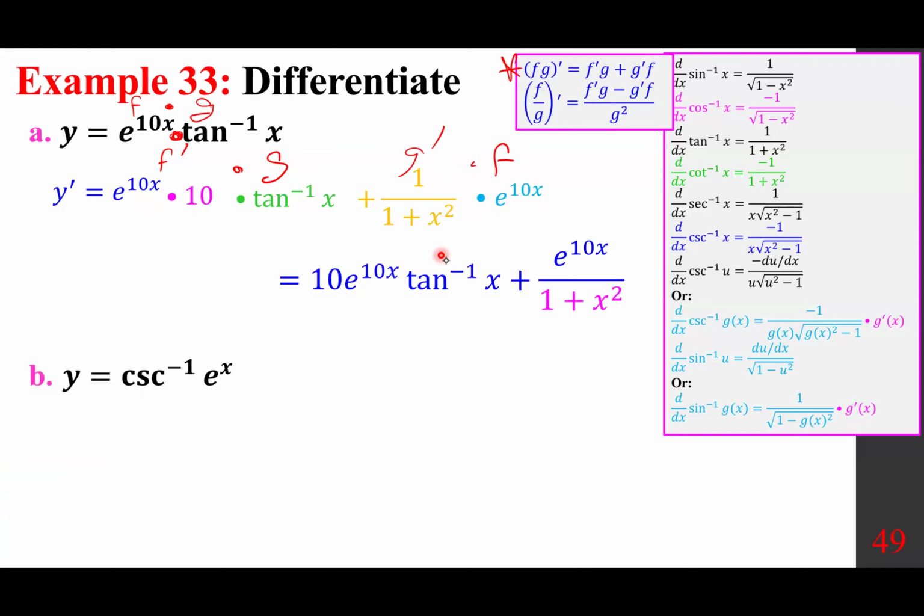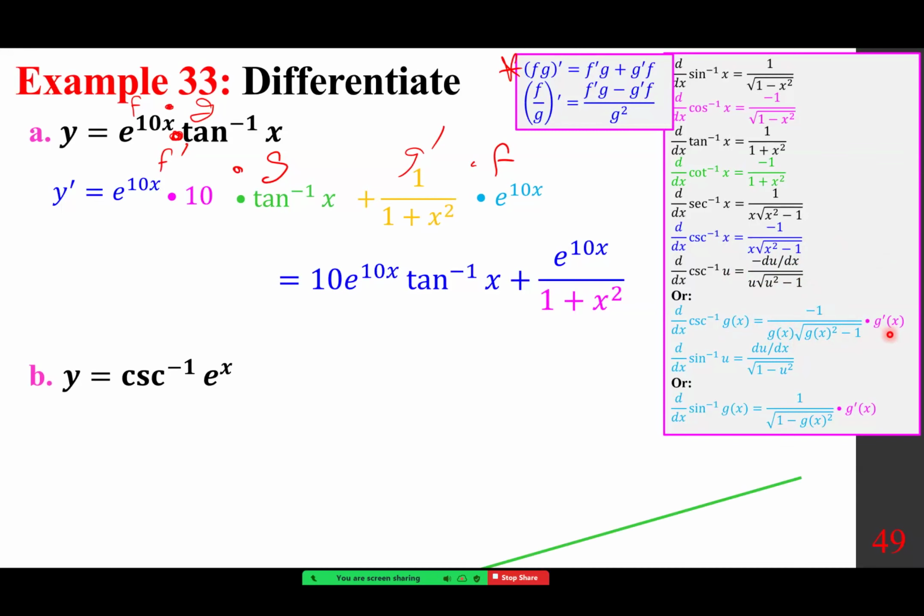y equals cosecant inverse of e to the power of x. And I want you to see what I wrote. The derivative of cosecant inverse of x is negative 1 over x times the square root of x squared minus 1. If we change it to u, it becomes minus du dx over u times the square root of u squared minus 1. So if we change it to g of x, it's minus 1 over g of x times the square root of g of x quantity squared minus 1, times g prime of x. I hope everybody is comfortable with the concept.